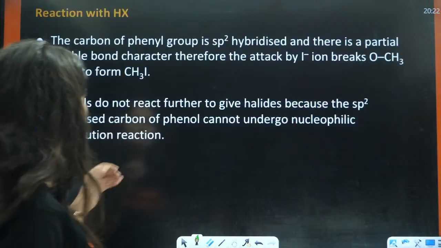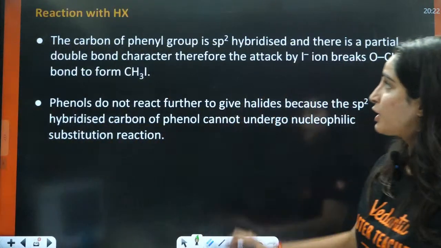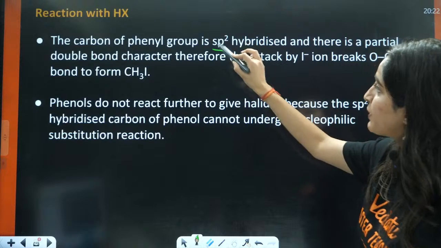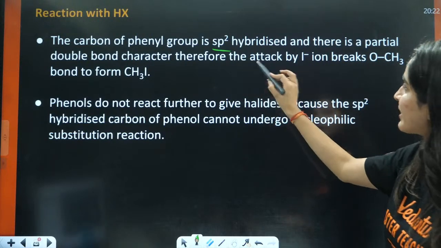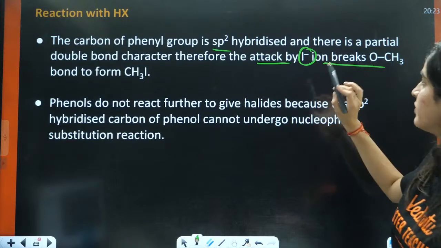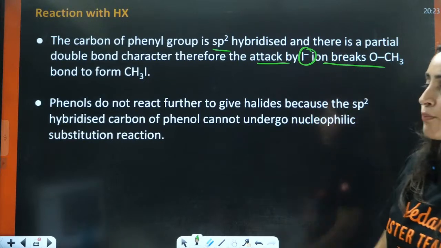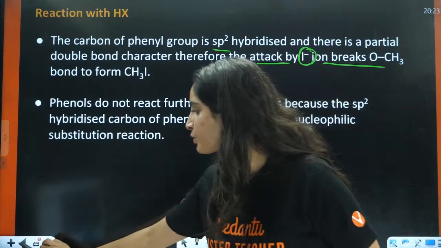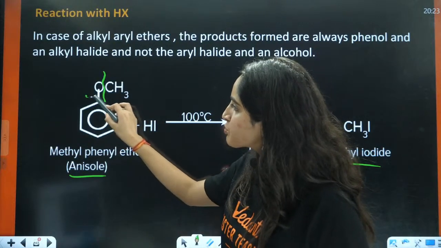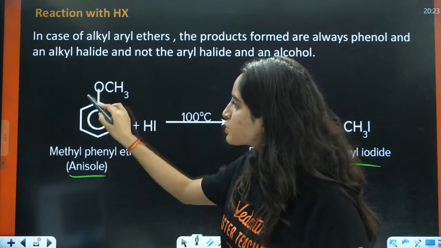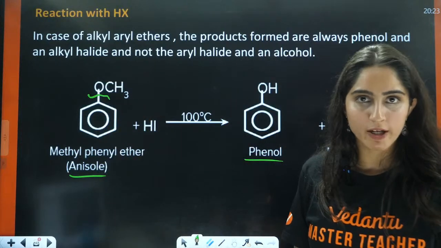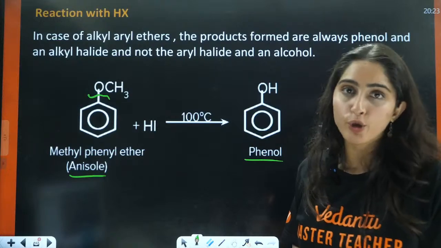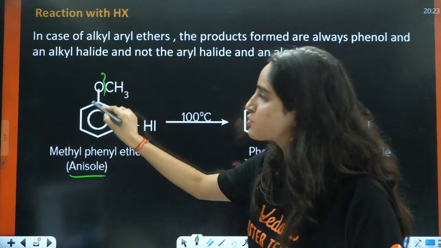Now let us see the carbon of the phenyl group. The carbon of the phenyl group is sp2 hybridized, and there is a partial double bond character. Therefore, attack of I negative breaks the OCH3 bond to form CH3I. Basically, they are telling you why this bond we cannot break. This bond has a partial double bond character, which is why it is difficult to break. That is why we break this bond here.